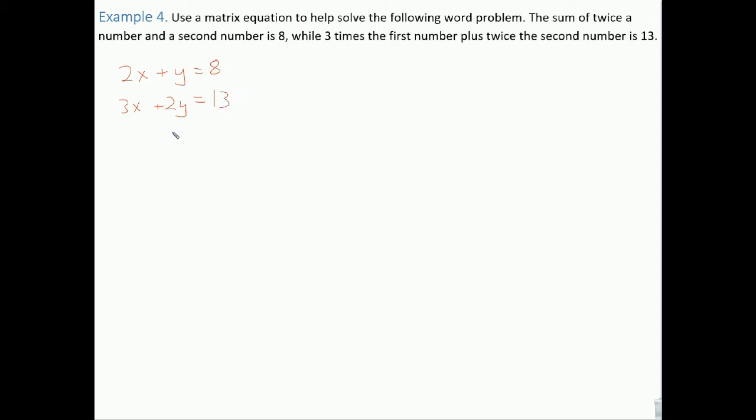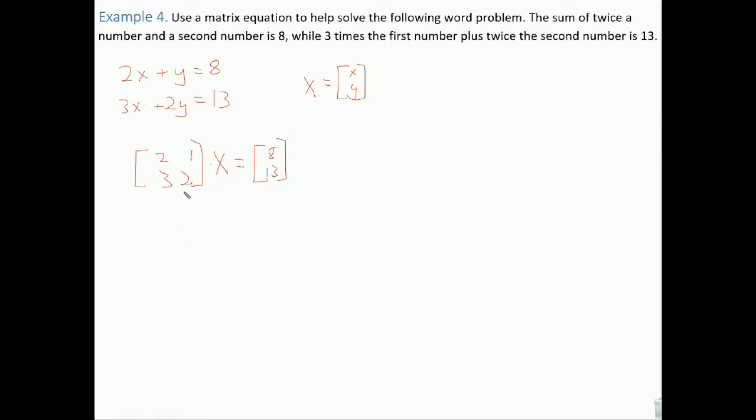It says solve using a matrix equation. If you remember, and if not, we have a little review here, we can take our coefficient matrix. So we would want a matrix of [2, 1; 3, 2] times our variable matrix, which we can just call X. Matrix X is going to represent our variables x and y. So we'll put a big X there, equals [8, 13].